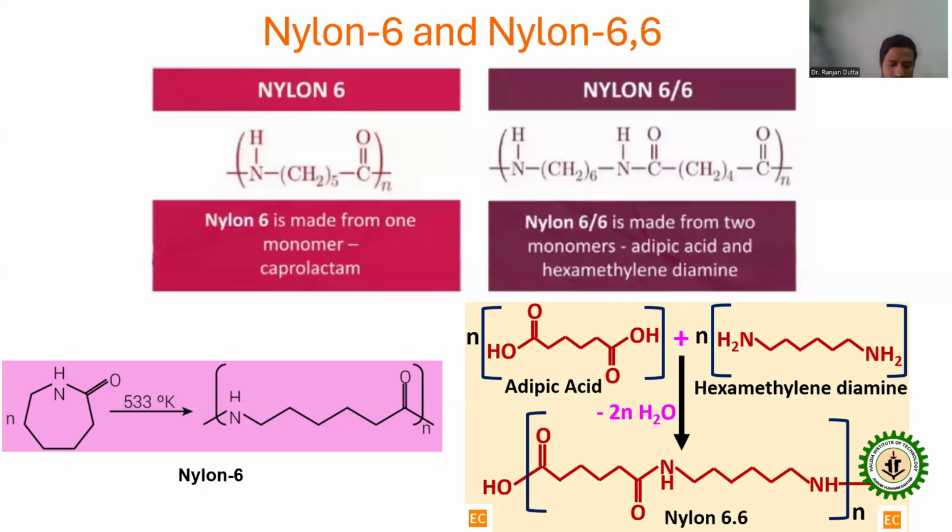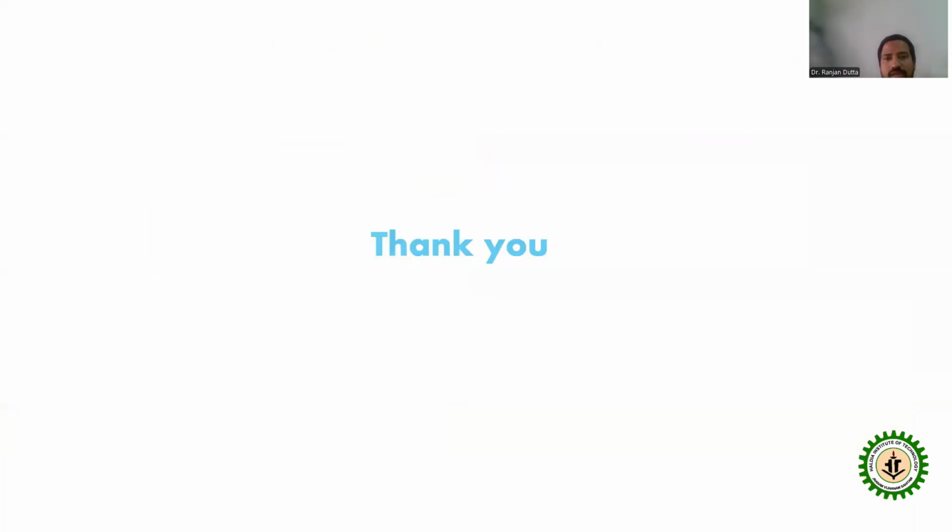So in summary, in this video lecture, we discussed the synthesis of some commonly used polymers such as high density polyethylene, low density polyethylene, PVC, Teflon, nylon 66, and nylon 6. Some of them are prepared by addition polymerization, some of them by condensation polymerization. And all of them have wide application in industry and in our daily life. Thank you.